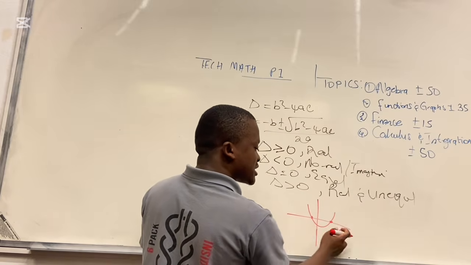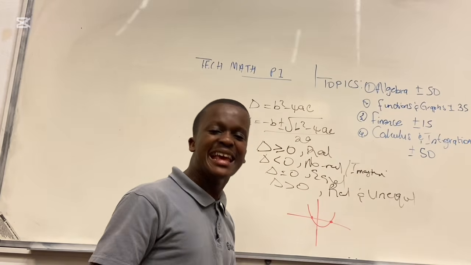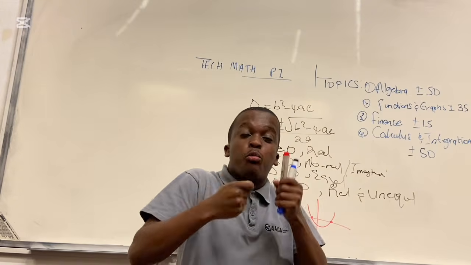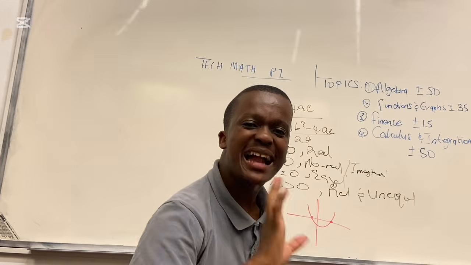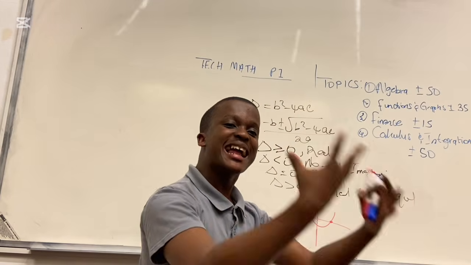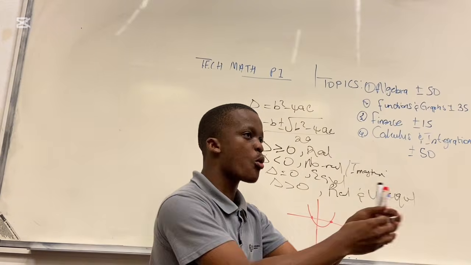Those are the x values there. Unequal means not the same. They're real. Remember, the word real comes from the term real numbers. Under real numbers, we have natural numbers, which are called counting numbers. We have two objects.